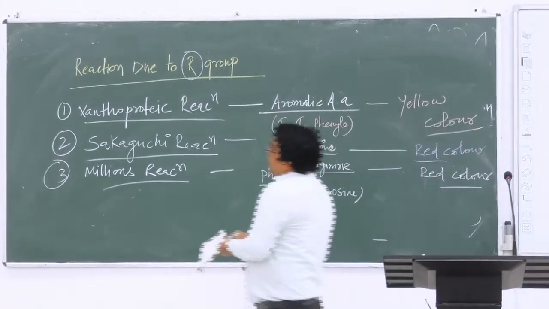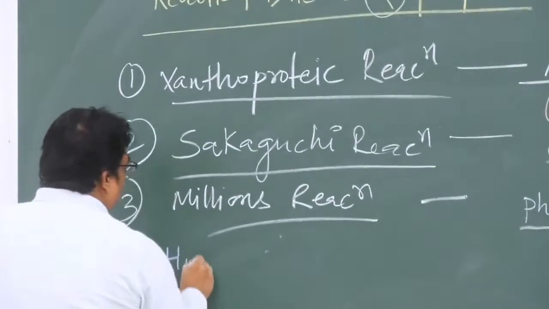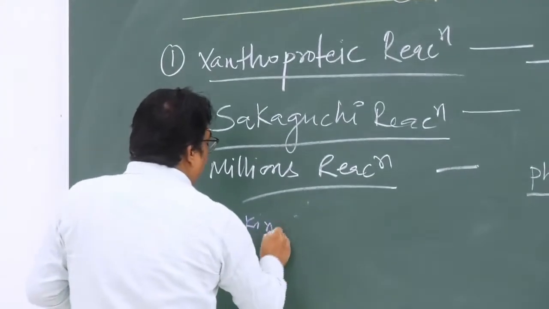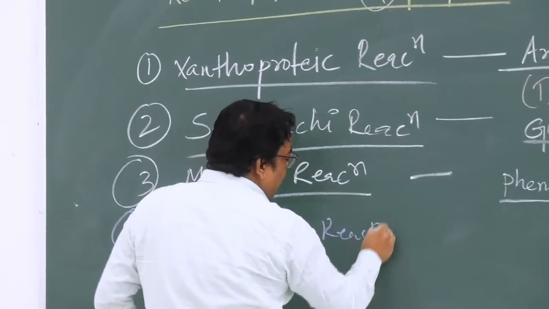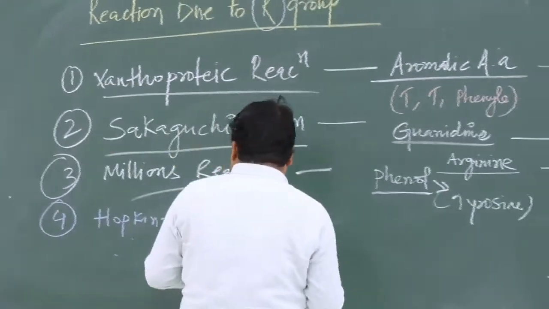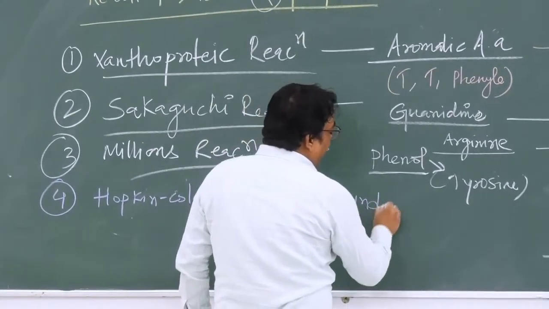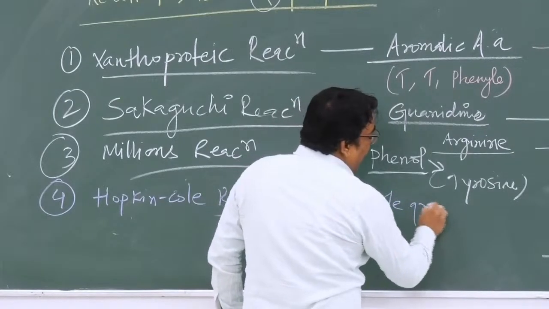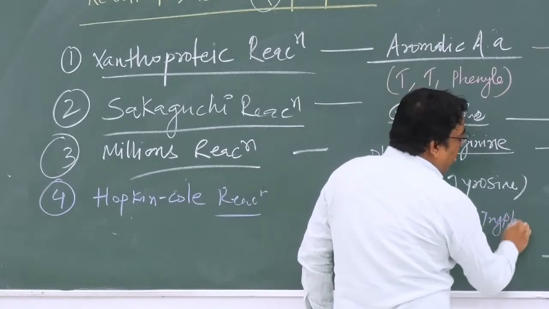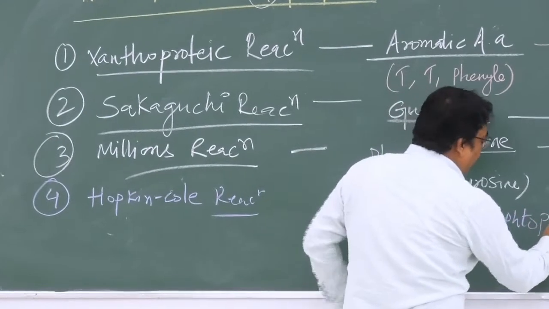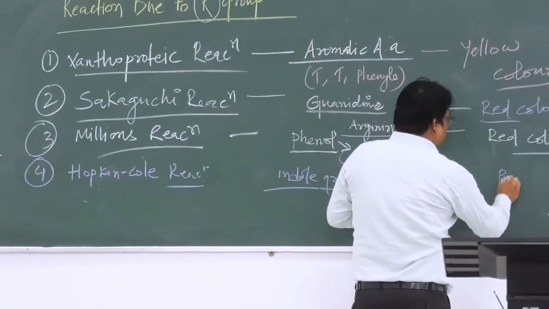Now the fourth one, the Hopkins-Cole reaction. It is especially for amino acids with an indole group. Example, tryptophan. It gives purple color.